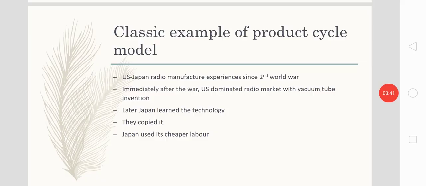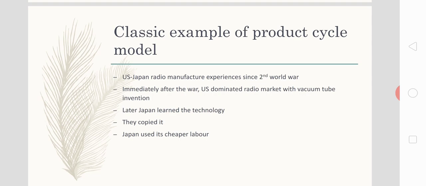So I have a classic example for you regarding the product cycle model. After the Second World War, the United States developed a new vacuum tube, and they started massively producing the radio with the introduction of the vacuum tube. This helped the United States dominate the radio market. They massively started producing radios and exporting them to Japan.